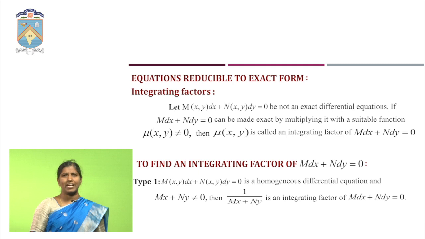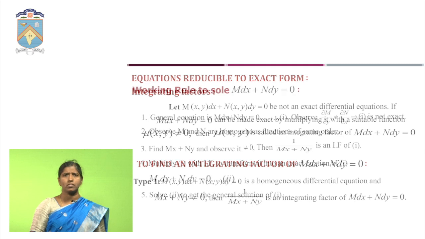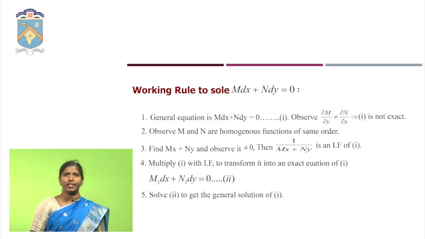So m dx plus n dy is equal to 0. If the given equation is a homogeneous equation, then we'll be using an integrating factor. What is that integrating factor? 1 by (mx plus ny). But there is a condition that mx plus ny should be not equal to 0. Only then will we use the integrating factor 1 by (mx plus ny). So this 1 by (mx plus ny) is an integrating factor of m dx plus n dy is equal to 0.